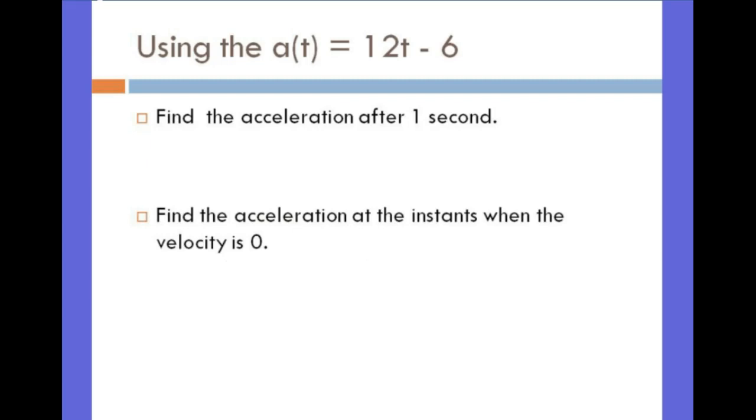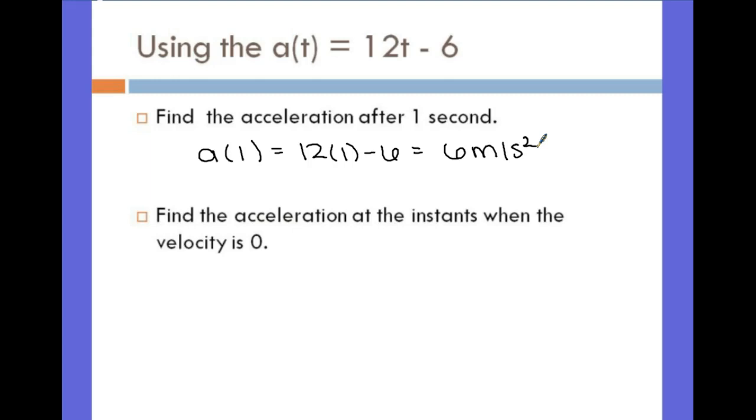Find the acceleration after 1 second. So to find the acceleration after 1 second, we simply find a of 1. Acceleration after 1 second is like instantaneous acceleration. So a of 1 would be 12 times 1 minus 6, which is 6 meters per second squared.